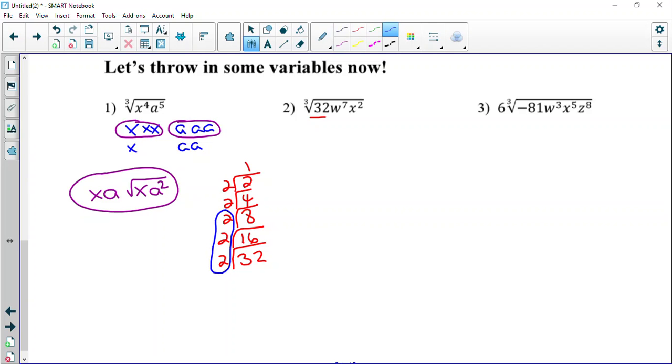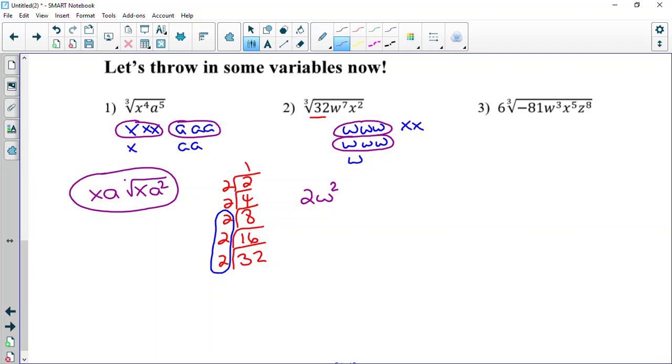All right, now I'm going to break down my variables. So I've got 7 w's. So I'm going to put them in threes then, just to make my life a little bit easier. And then I've got 2 x's. All right, so now I can go ahead and do what I need to do. So I got one group of 2's. So I'm going to pull out 1, 2 to represent that group. I've got 2 groups of w's. So I'm going to put w squared, the 2 represents the 2 groups. And then that's it. I don't have anything else.